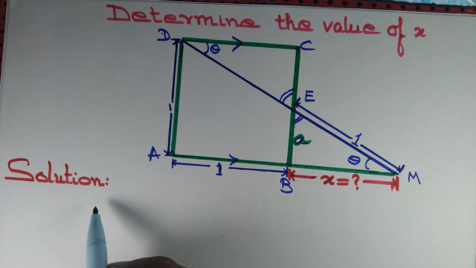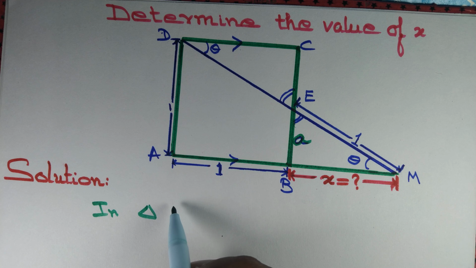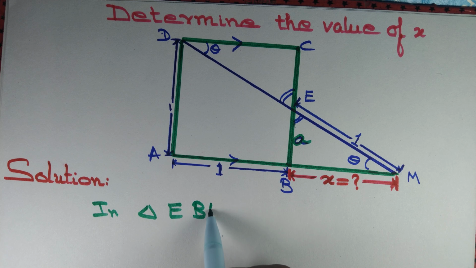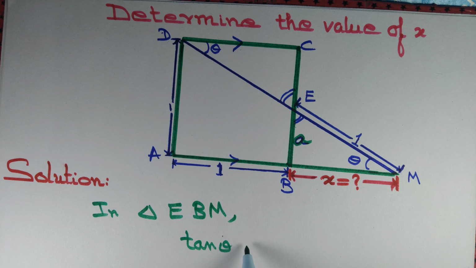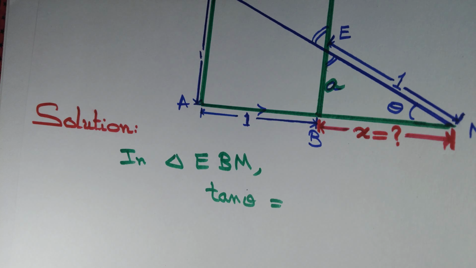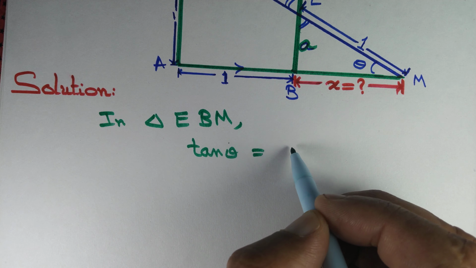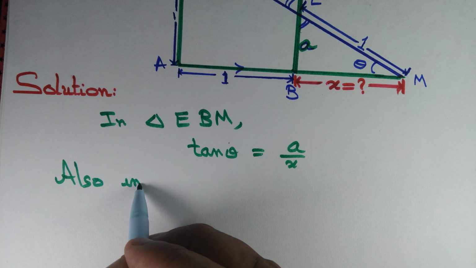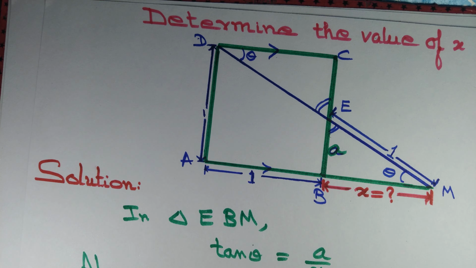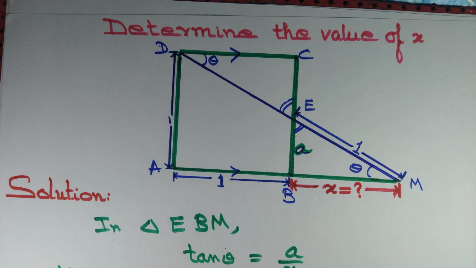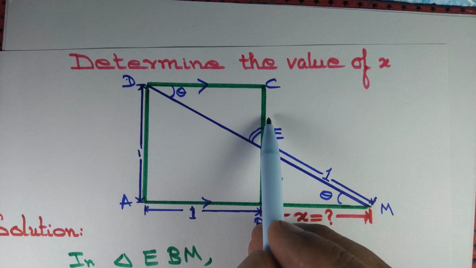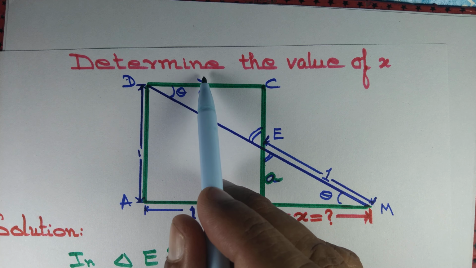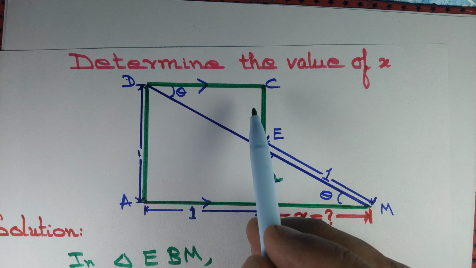Now in triangle EBM, it's a right angle triangle. Tan theta equals perpendicular by base, or opposite side by adjacent side, A by X. Also in triangle ECD, tan theta equals opposite side by base, or perpendicular by base, or opposite side by adjacent side.